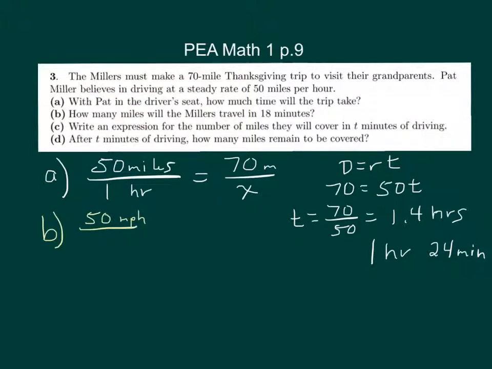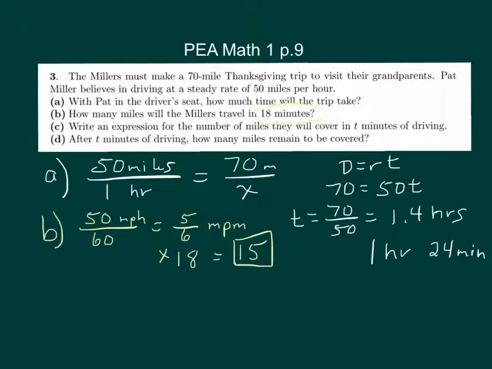So you can do 50 miles per hour, but there are 60 minutes in an hour, so you can divide that by 60. So they're going 5/6 of a mile per minute. And now we multiply that by 18 minutes, because they're asking you for 18 minutes here. You get 15. So 5/6 times 18 is 15.